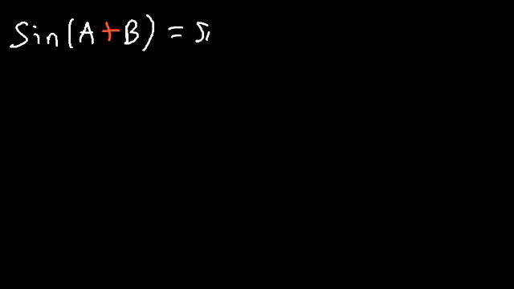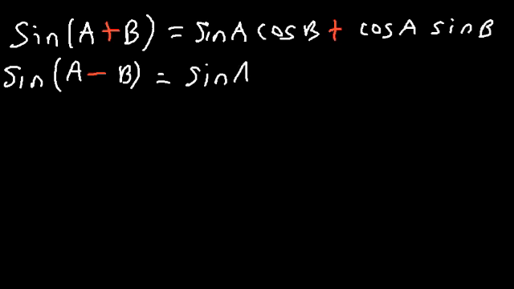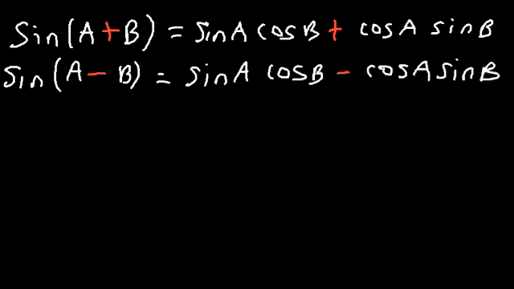is equal to sine A cosine B plus cosine A sine B. And there's another one, sine A minus B is equal to sine A cosine B minus cosine A sine B. So make sure you know these two formulas, but let's use the first one.